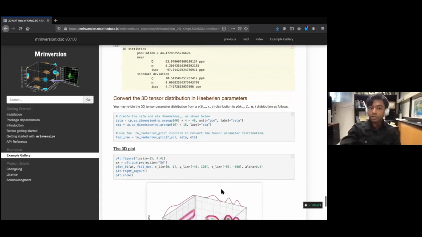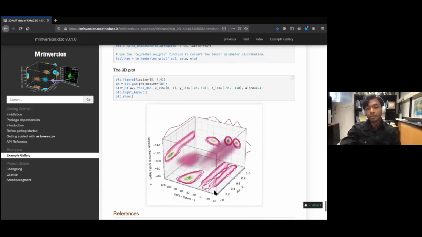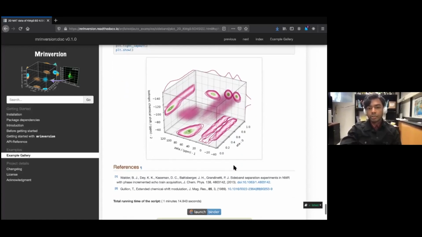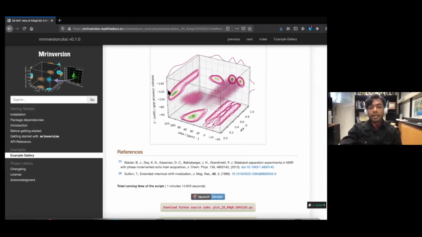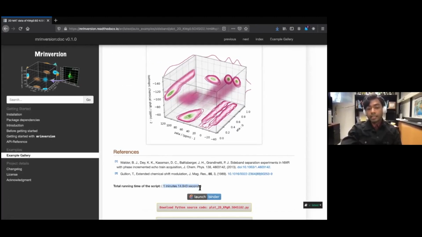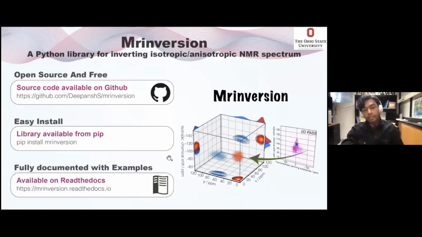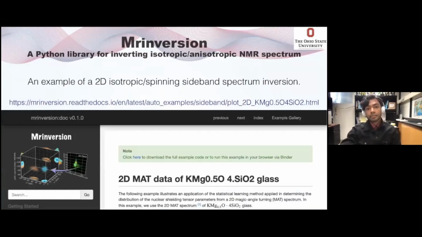We can go further on and convert that into a more conventional isotropic zeta and eta. Again, if you're familiar with Czech distribution, you will see this eta zeta plot as really consistent with the Czech distribution. And all of that done within 90 seconds. So it is a really fast library for these kind of analysis.